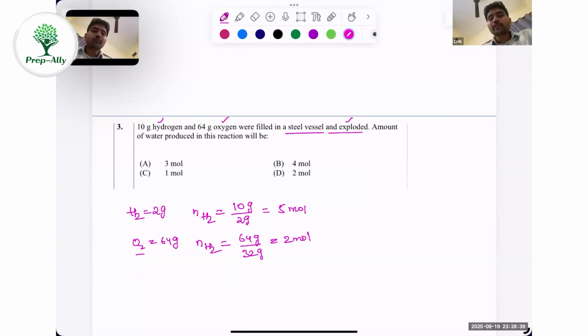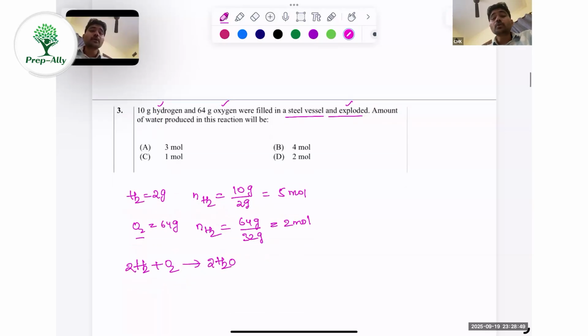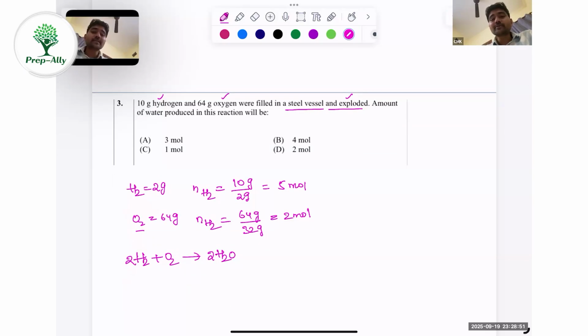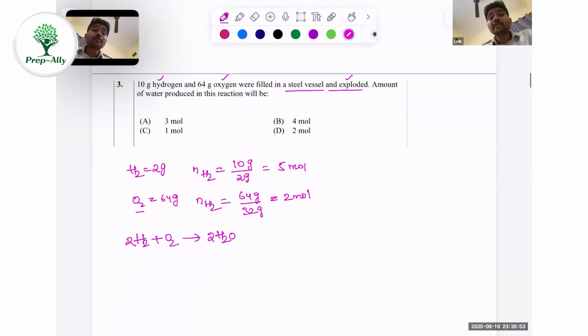Now formation of water. How does the water form here? H2 plus O2 gives rise to H2O. Means 2H2 plus O2 gives rise to 2H2O. This is the balanced equation of water. If H2 is completely consumed, 2 moles of H2 is reacting with 1 mole of O2 and we are getting 2 moles of water. So 2H2 is giving 2H2O.